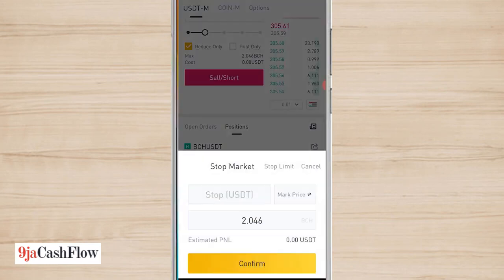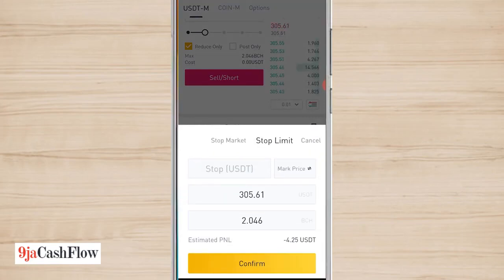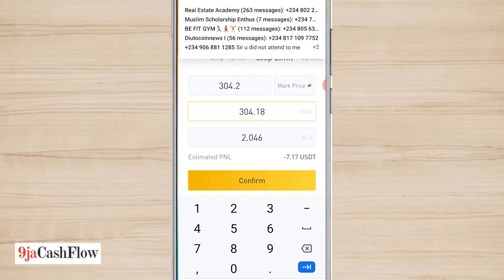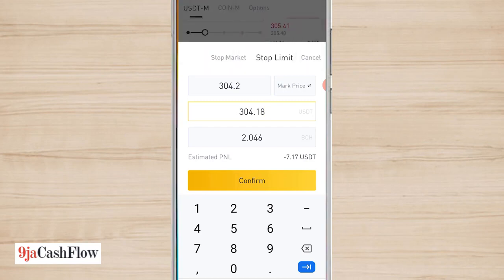You click on stop profit and loss, you click on stop limit, then you set your stop price. Now the current price is 305.61. If the price should go to 304.2, I want to sell at 304.18. And what's my estimated profit and loss? I'm losing 7.17 US dollars. That's about 3,500 naira. Fine. It's better for me to lose this amount than lose all my capital.